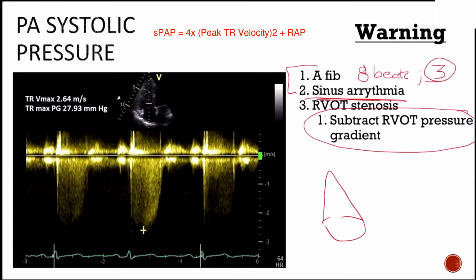For the most part, you need to do at minimum 3 beats, measure your velocity, and get your average over that period to have a more reliable, true calculation of your PA systolic pressure.